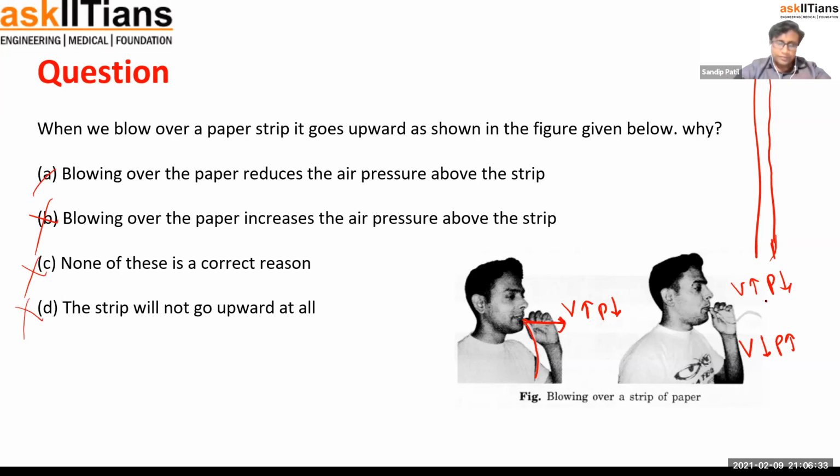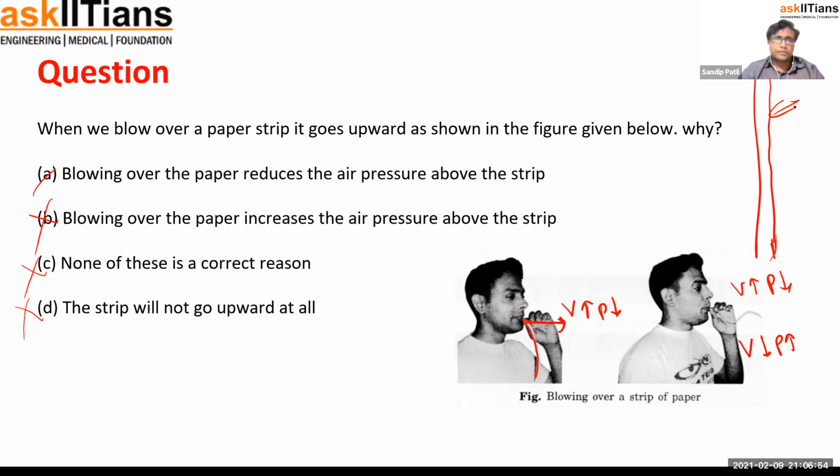We can see here. This is also a small activity you can actually do at your home, right? Very easy activity. You just have to blow some air above the paper strip. Paper strip means this is the paper strip. Okay. So this again gives us why, if the velocity increases, pressure decreases.